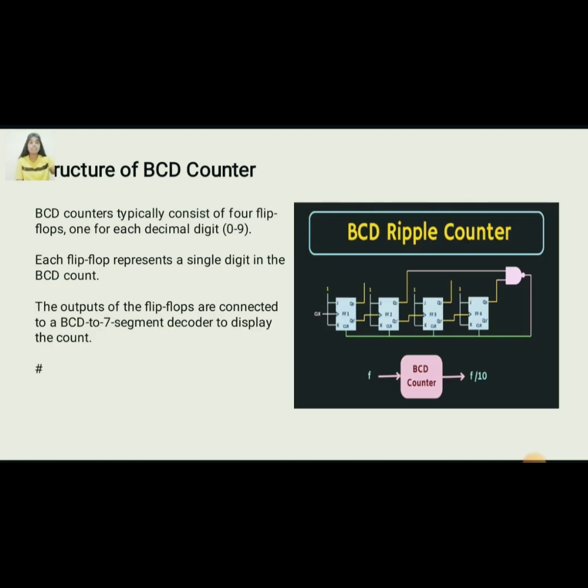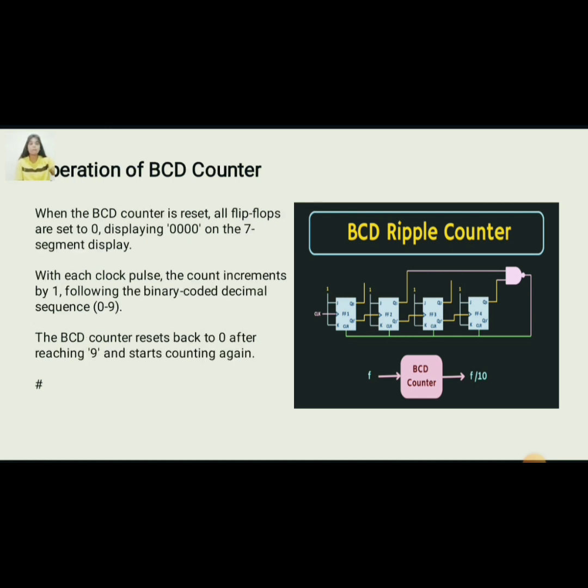Structure of a BCD counter. A BCD counter typically consists of 4 flip-flops, one for each decimal digit 0 to 9. Each flip-flop represents a single digit in the BCD count. The outputs of the flip-flops are connected to BCD to 7 segment decoders to display the count.